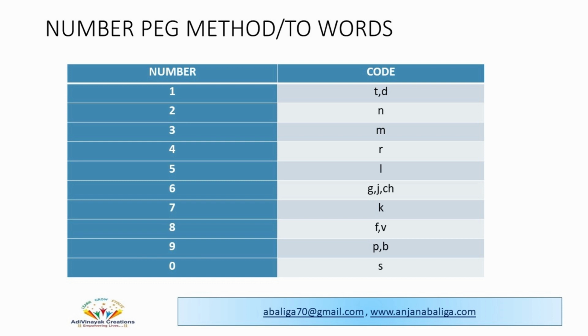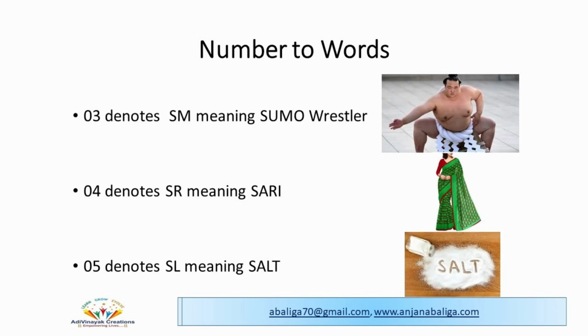Now let's get to the peg system of the numbers. How we can convert the numbers into words. 0 stands for S, 9 stands for P and B, 8 stands for F and V, 7 stands for K, 6 stands for G, J and Ch, 5 stands for L, 4 stands for R, 3 is M, 2 is N, 1 is T and D. So now 03: 0 becomes S and 3 becomes M. So the word related with 03 is sumo. If the number was 04, it becomes S-N-R, sari. If the number was 05, the word becomes salt.